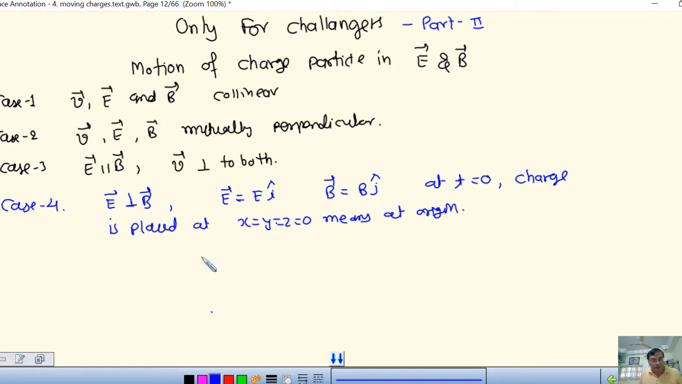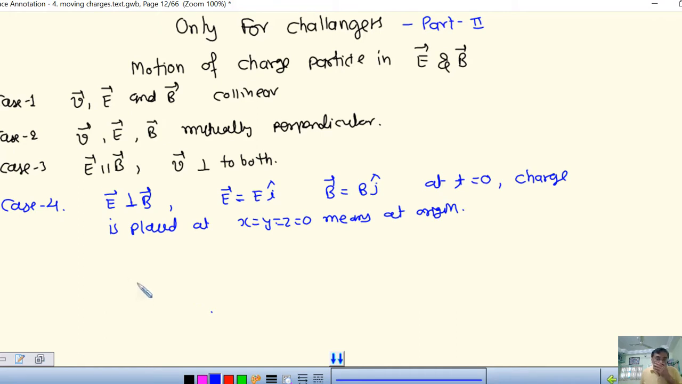Okay, so this is the fourth case: E, B perpendicular, and E is in, we take, x direction, B is in y direction, and at t equal to 0 we place a charge at the origin. Then what will happen to that charge? We will find out what is the velocity at any time t and what is the position of that particle at any time t.